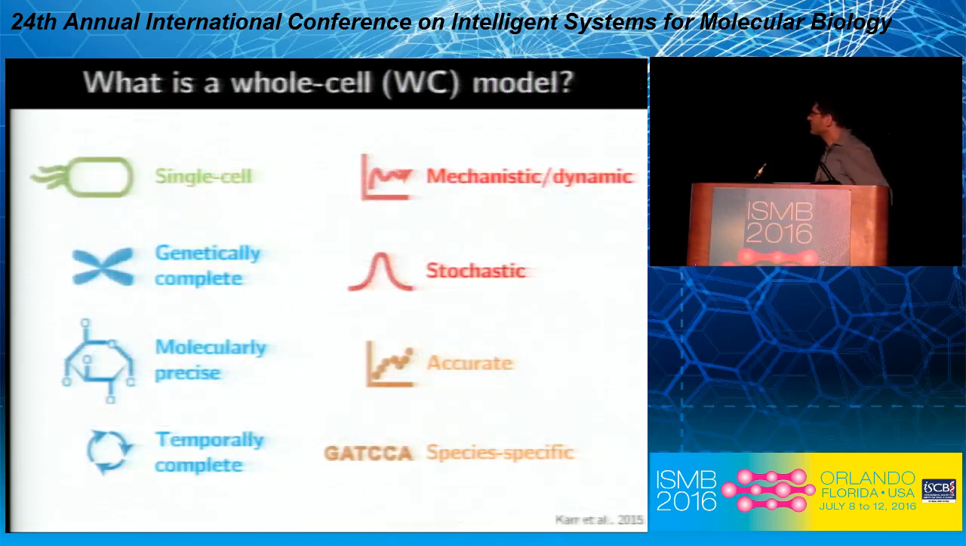So what is a whole cell model? Whole cell models are models that represent single cells. They represent every individual gene function inside a cell. They try to represent every molecular species, and they try to do this over the entire cell cycle.